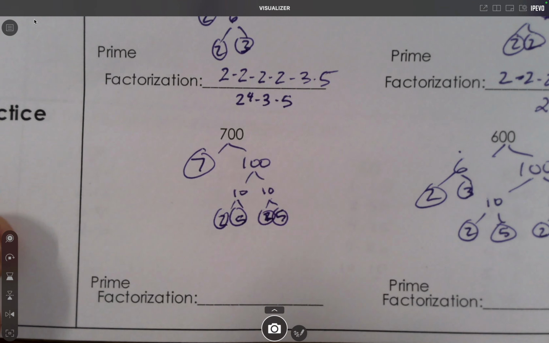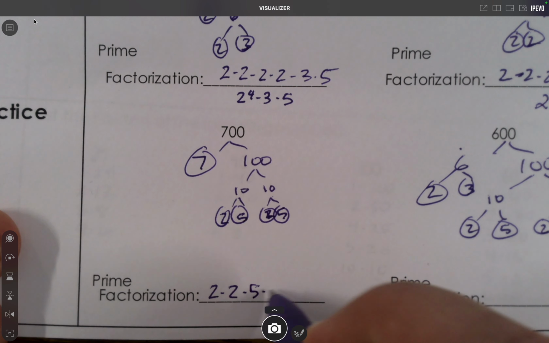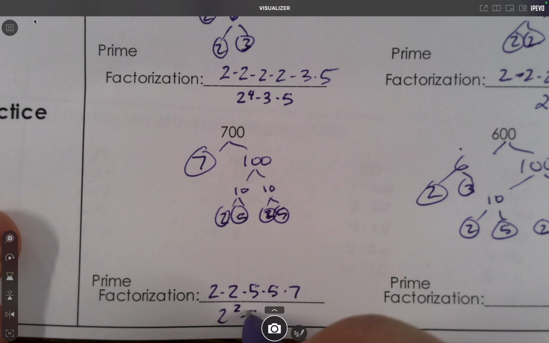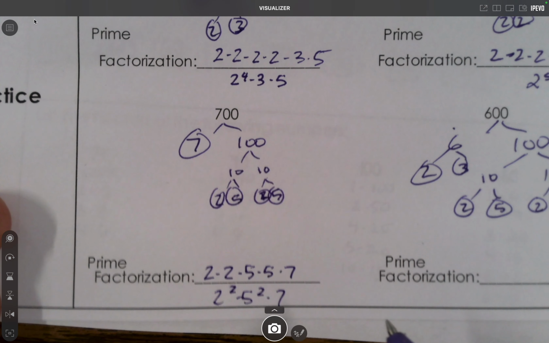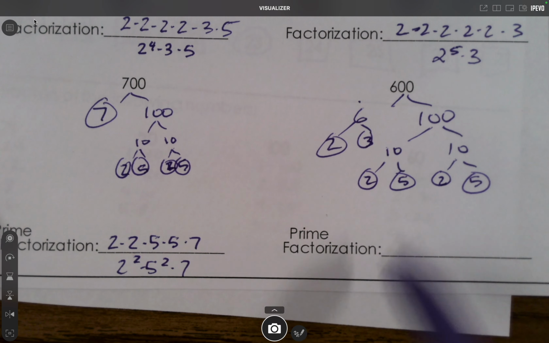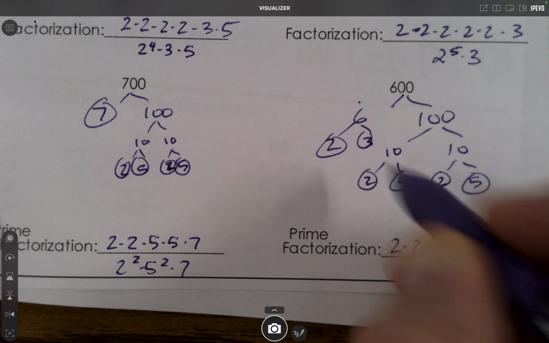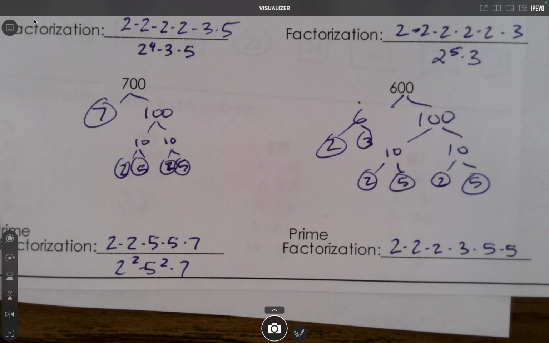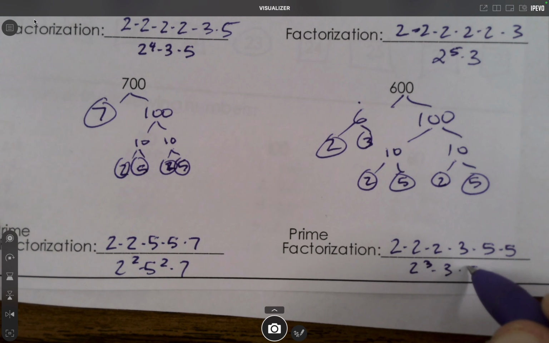Okay, 700. I ended up with 2 2s, 2 5s, and 1 7. So 2 squared times 5 squared times 7. So you should have 2 2s, 2 5s, and a 7. And for 600, I ended up with 3 2s, 1 3, and 2 5s. So that's 3 2s, 1 3, and 2 5s.